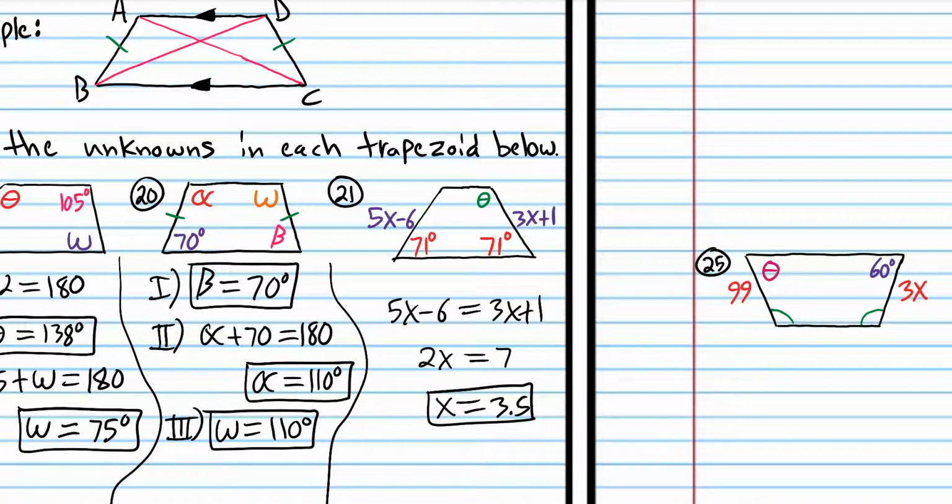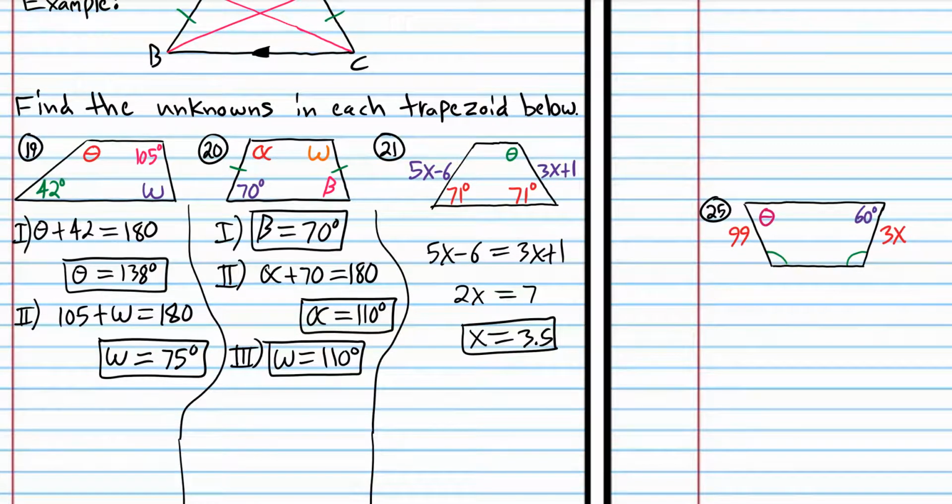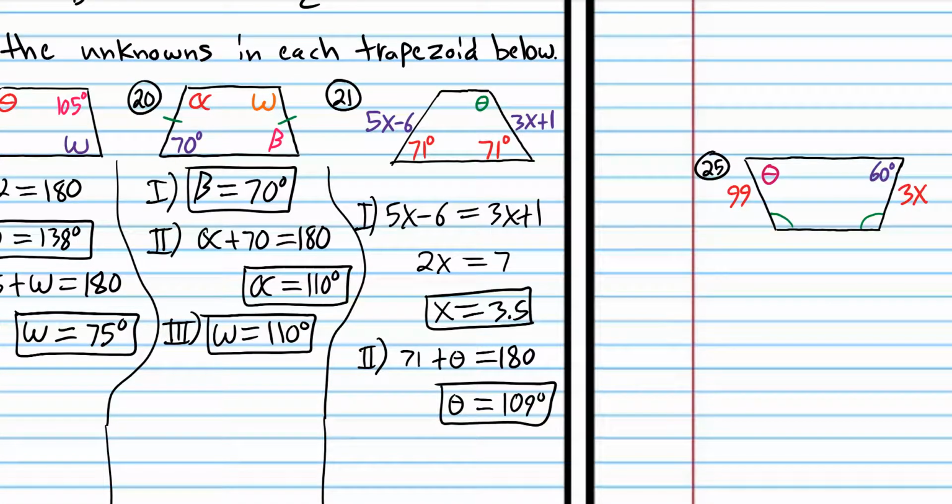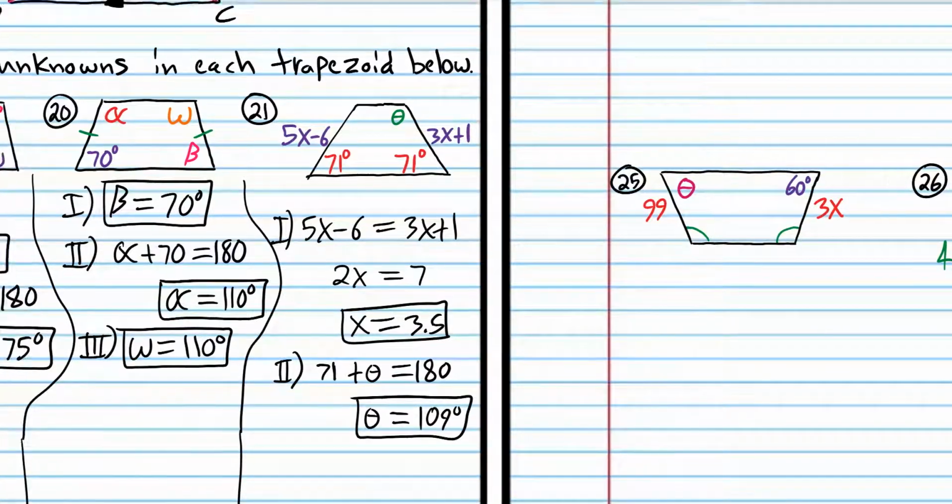Now for theta, for any trapezoid, those angles are supplementary. So 71 plus theta is equal to 180. And subtract 71 from both sides, and we get 109 degrees. And don't worry, you're going to try some of these problems later, but for now we're just doing them together to get used to these theorems.